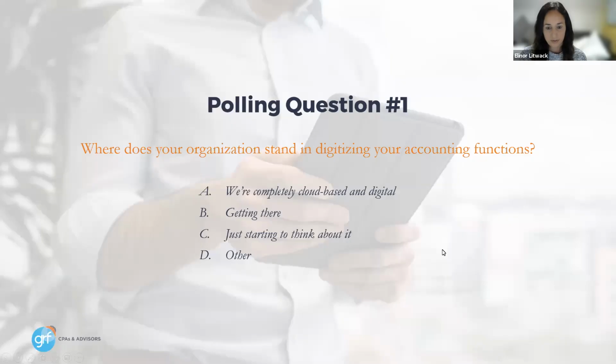And that actually brings us to our first polling question, just to see where we are today with this group here. Where does your organization stand in digitizing your accounting functions? So either you're completely cloud-based and digital, nice. You're getting there, maybe you've digitized some things, but you're still working on other areas. You're just starting to think about it. So most of your files are still paper-based, your systems are maybe not in the cloud yet, or some other stage here if you don't fall into any of these. So we'll give everyone a couple minutes here.